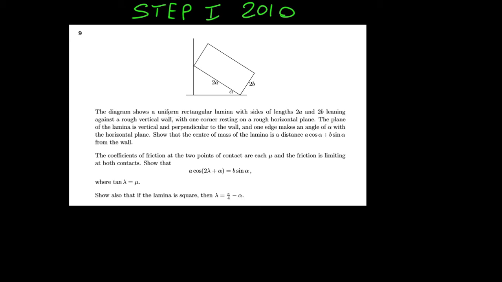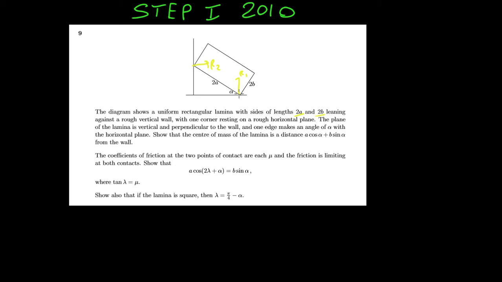Okay, the diagram shows a uniform rectangular lamina of sides 2a, 2b. We see that. So it's leaning against this rough vertical wall. Okay, it's rough, and it's rough here as well. So there's going to be reactions. Let's call them R2 and R1, why not?